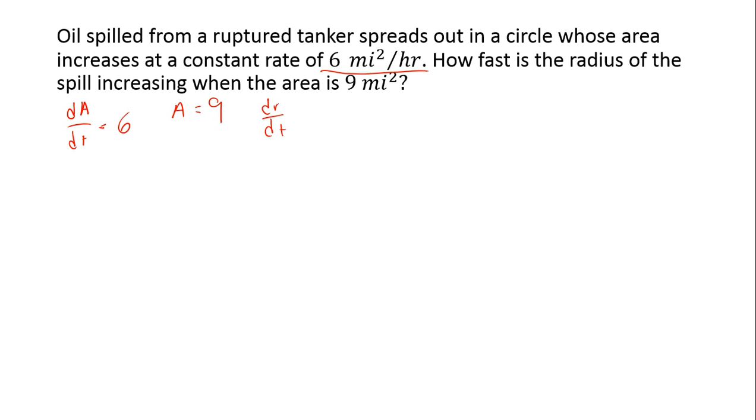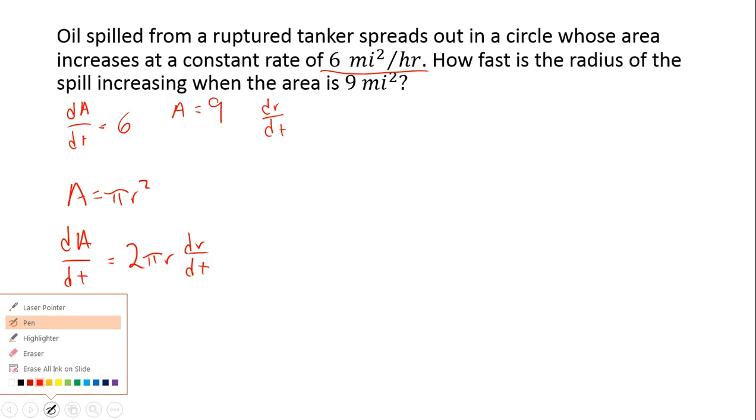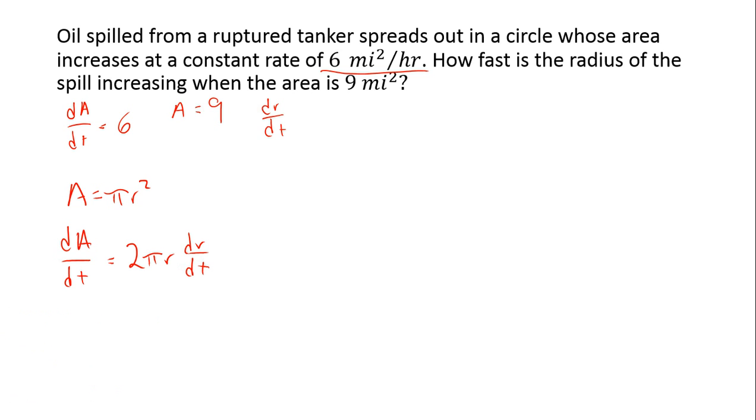Alright, so we have our area formula, A is equal to pi r squared. Now we take the derivative of it. So that would be dA over dt is equal to 2 pi r dr over dt. And now look at that. We've got the parts that we need to fill in. We're looking for dr over dt. We know what dA over dt is, but now the next thing is, okay, we've got to know what r is.